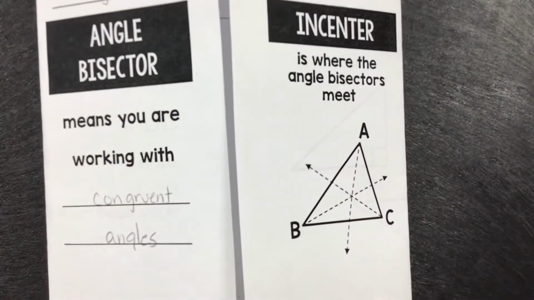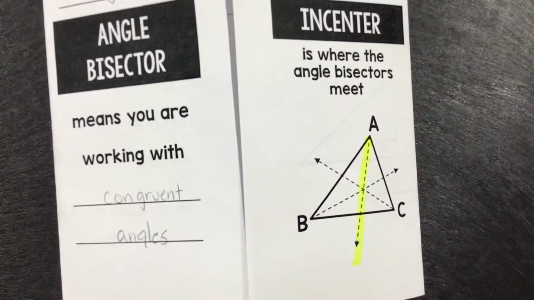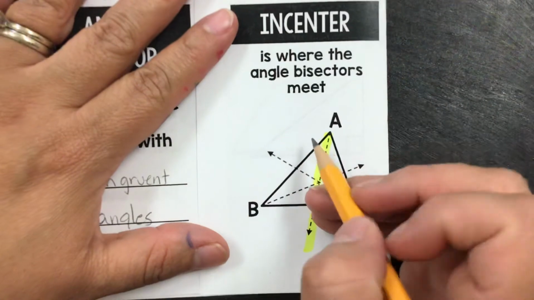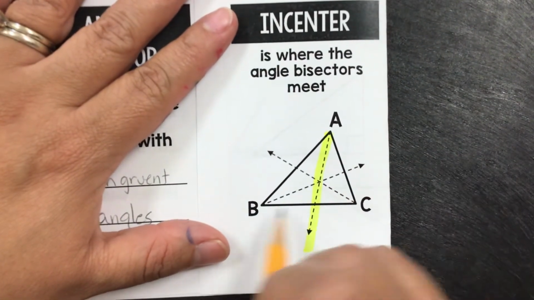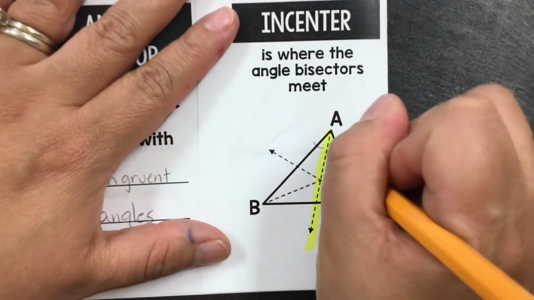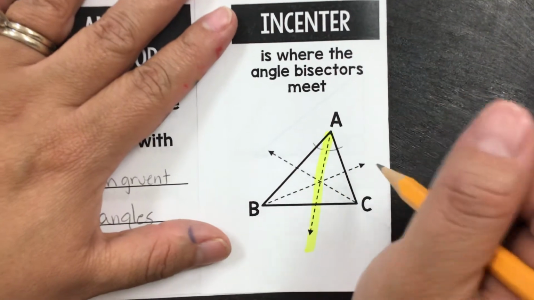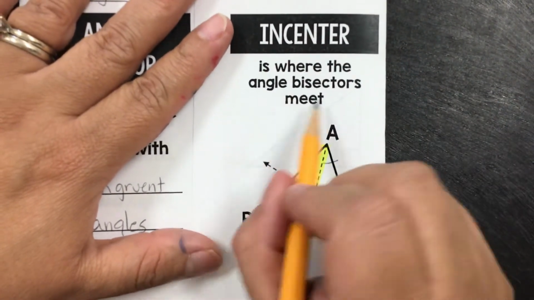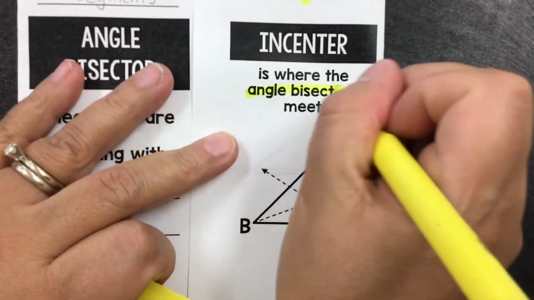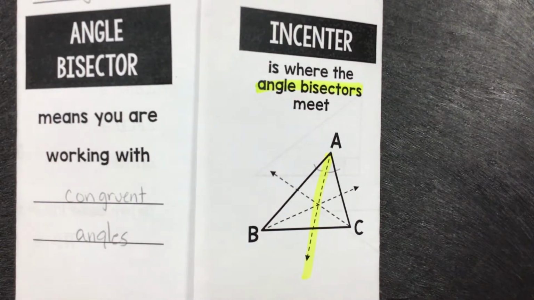And let me highlight one so it's easier to understand. So you're just cutting the angle this time. It's not really concerned with the bases or the sides of the triangle. You're looking at just the angle, the vertex. That means that is equal to that. Where all the angle bisectors meet is called the incenter. So this right here would be your incenter.